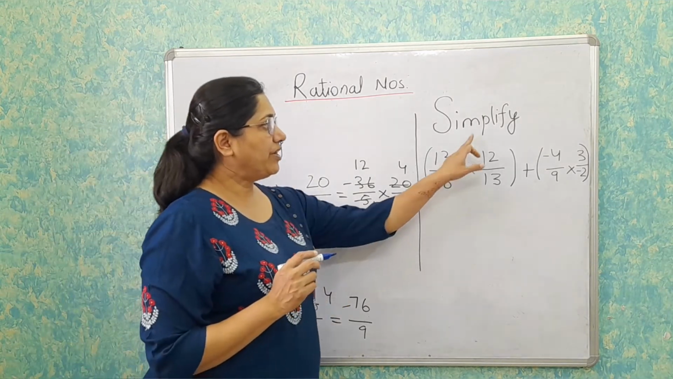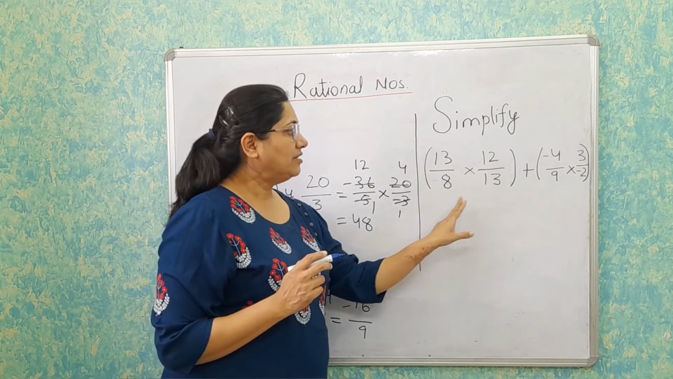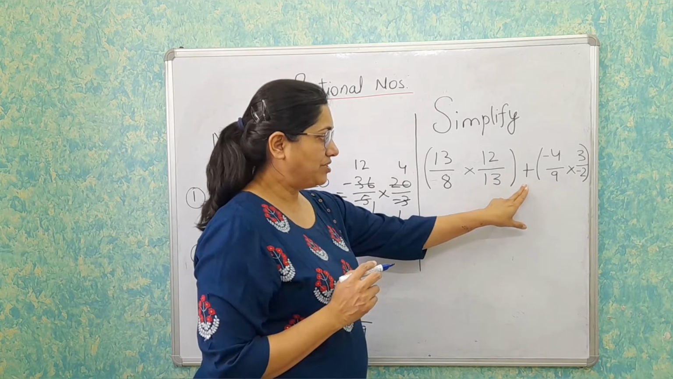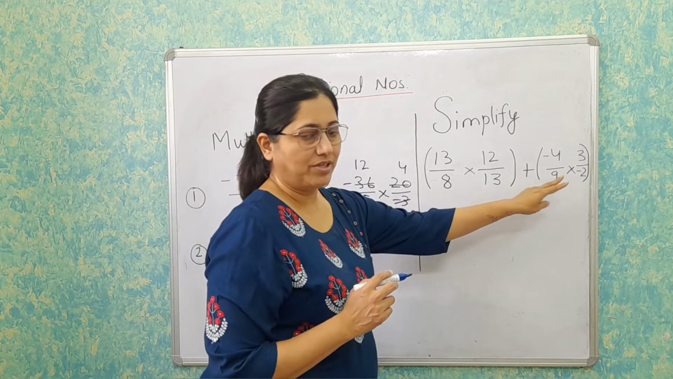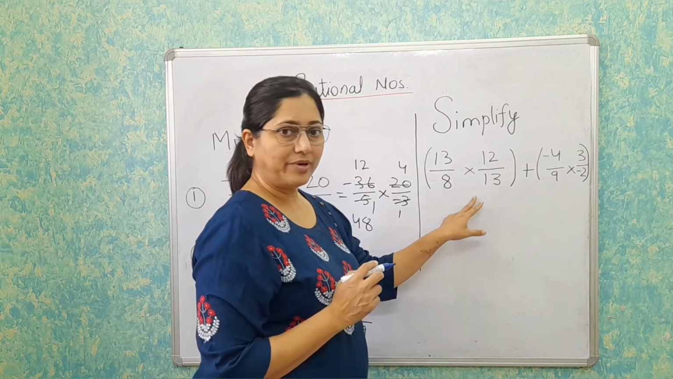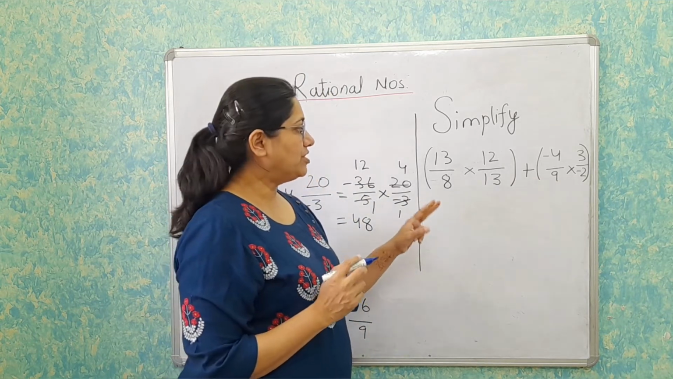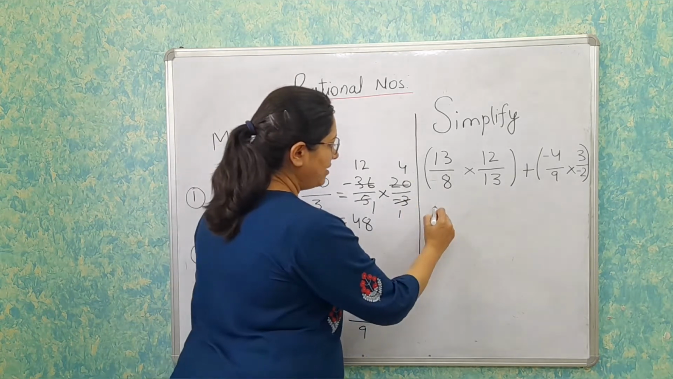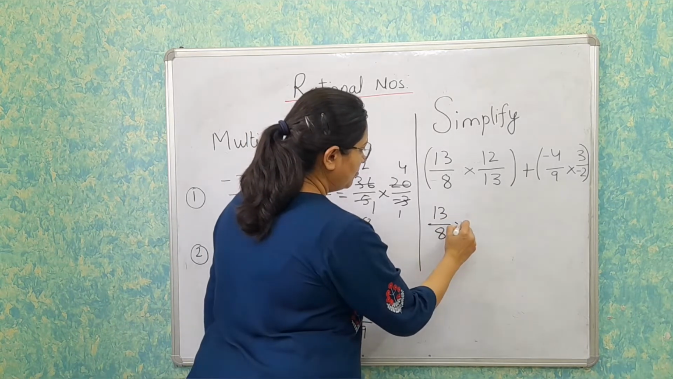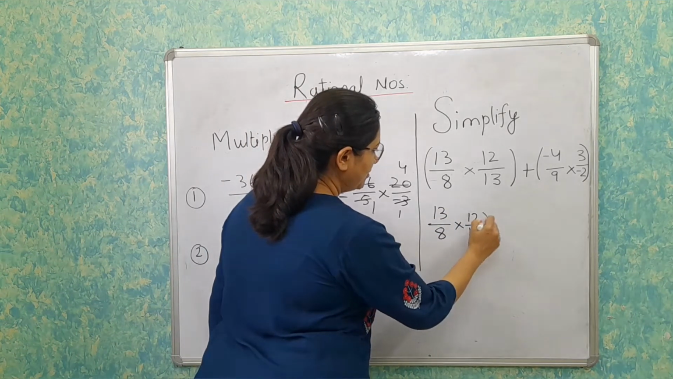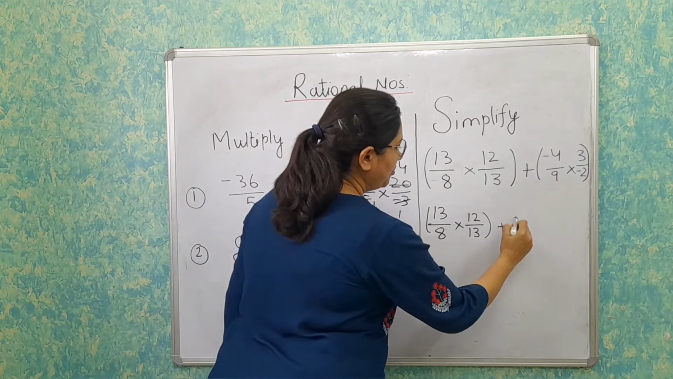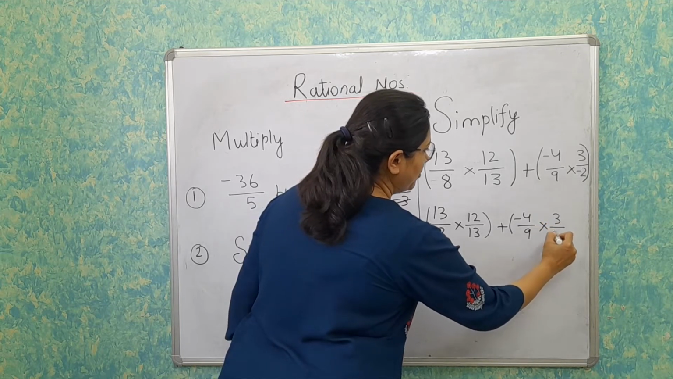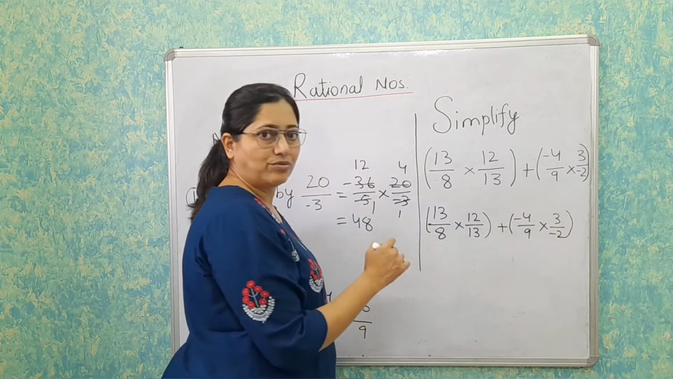In our next question, we have to again simplify. See, these are two rational numbers which are getting multiplied, and then there is a positive sign and again two rational numbers. But both these products are in brackets. So as per the BODMAS rule, first I have to solve the brackets. So first I will solve this one. I can write it as 13 upon 8 multiplied by 12 upon 13 in a bracket. Then put a plus sign, minus 4 upon 9 multiplied by 3 upon minus 2. Again I have to close the bracket.